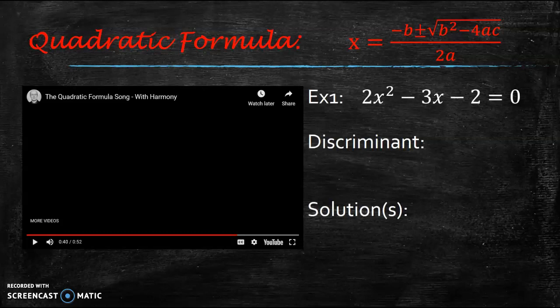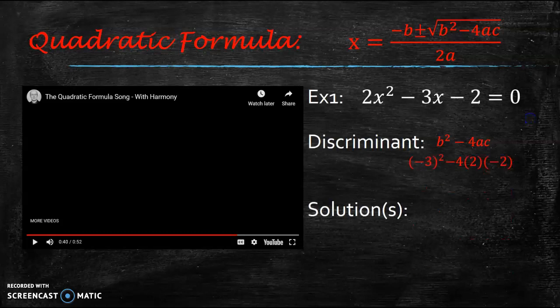So in this first example, we have 2x squared minus 3x minus 2 equals 0. So our a value is 2, our b value is negative 3, and our c value is negative 2. To use the discriminant to determine how many solutions we have, the discriminant is b squared minus 4ac. So go ahead and plug in your values.